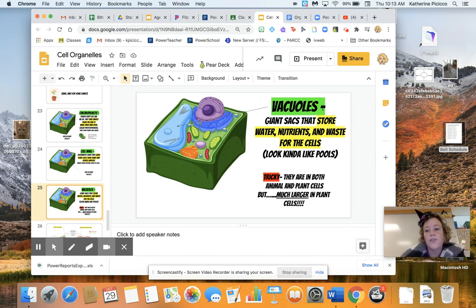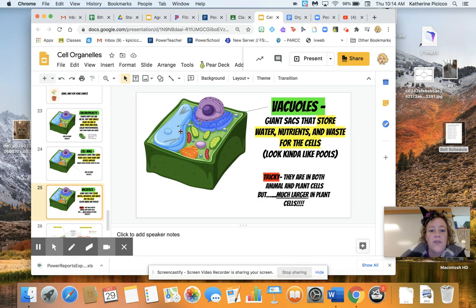But vacuoles, I always kind of think of as pools. So sadly, it kind of makes me think of summer because when I look at it, it looks like a giant pool or an in-ground pool. If we look at this picture of the plant cell, this giant sac or blob of what looks basically blue, like water, is called the vacuole. And the vacuole is just a large sac that stores water, nutrients, and waste for the cell. And I always think of it kind of like a pool.